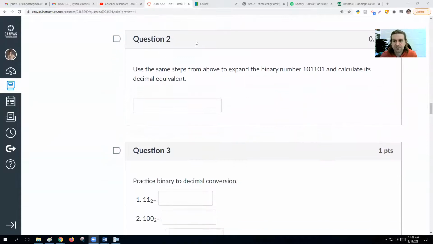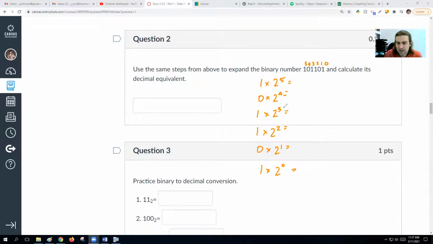So let's try to do some math here. What number is equivalent to 101101? Okay, so let's start with our exponents: 0, 1, 2, 3, 4, 5. All right, so we have 1 times 2 to the 5th, 0 times 2 to the 4th, 1 times 2 to the 3rd, 1 times 2 squared, 0 times 2 to the 1st, and 1 times 2 to the 0 power. We're going to figure out what all those are individually and add them up.